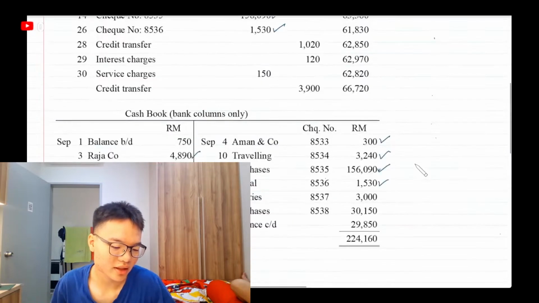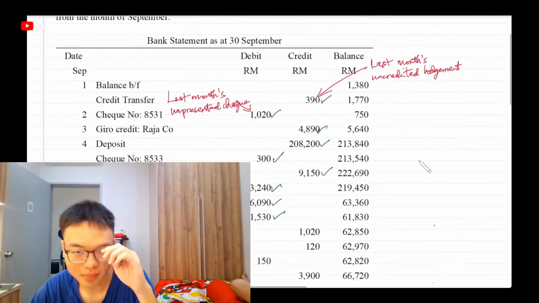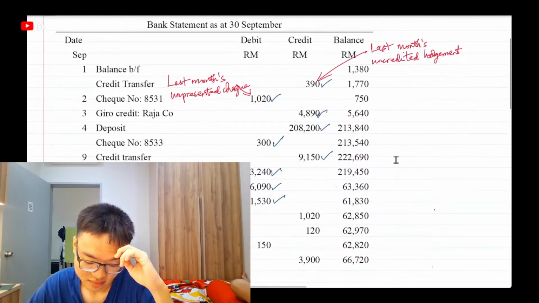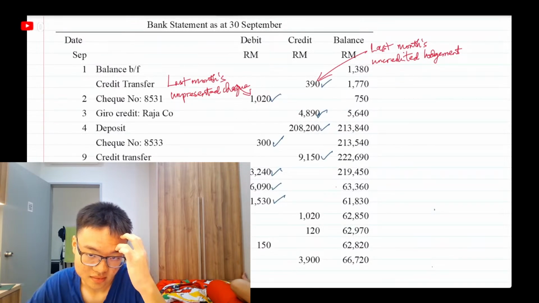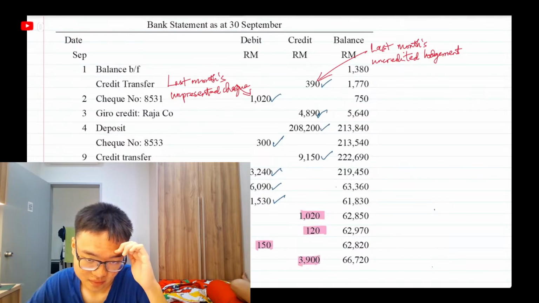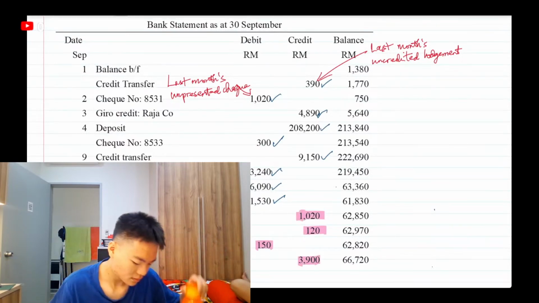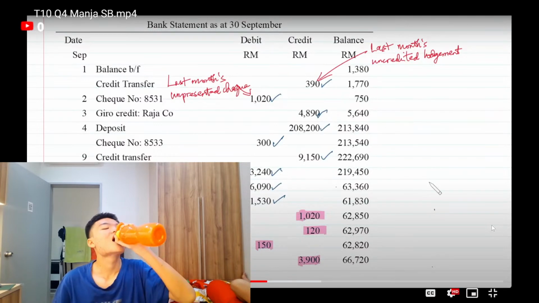If you look at the bank statement, you also have some items which don't have a tick. What are the items that don't have a tick? We have 1, 2, 3, 4. That's it, isn't it? So these items which are in the bank statement but not in the cash book, we simply update our cash book by recording this transaction.